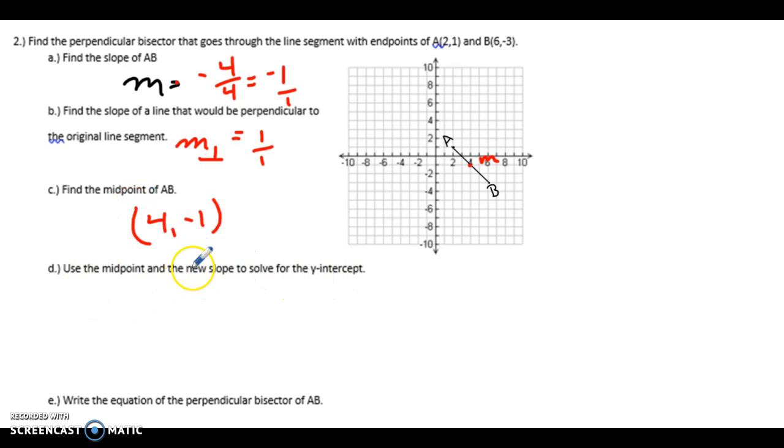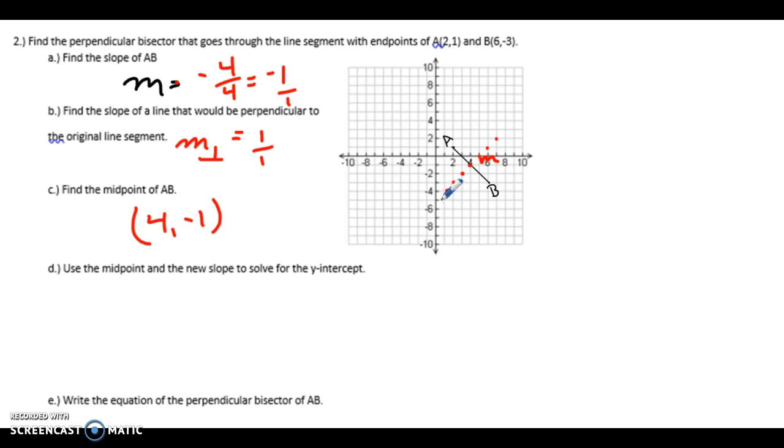And then use the midpoint and the new slope to solve for the y-intercept. You can either do this algebraically or graphically. If I use my new slope, which is up 1 over 1, I'd be going in this direction, and if I need to get to the y-axis, I would have to go down 1 and to the left 1. And so I could do this graphically.